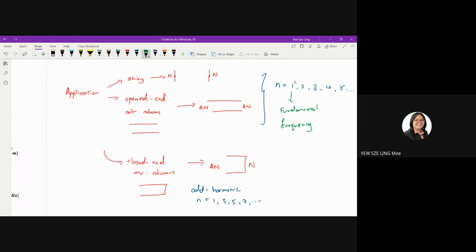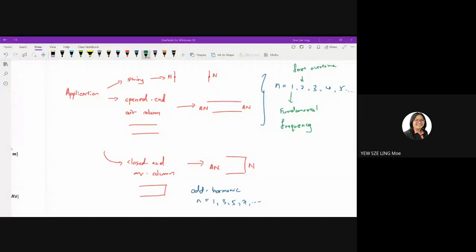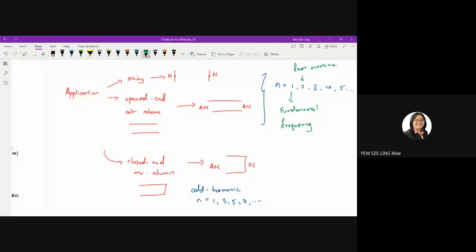So your fundamental frequency is the first harmonic, and then the second harmonic is your first overtone. If you remember, an overtone is a frequency above the fundamental frequency. So you need to know the difference between these two things. Overtone and harmonic are not the same. They are different. Now let us go back to the questions.